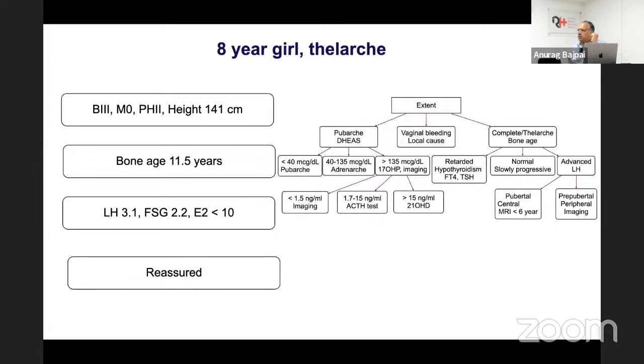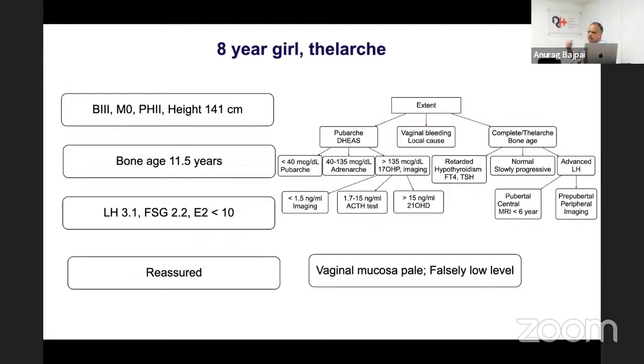Now, as I'll discuss subsequently, estrogen is not a good marker of pubertal status in girls because of issues with assays, particularly the chemiluminescence assay. So relying on estrogen is not an appropriate way, and we should have gone ahead with clinical evaluation and management. It was found that the vaginal mucosa was pale, and the level which we found was actually falsely low. So this definitely would require evaluation and management from this clinical perspective.